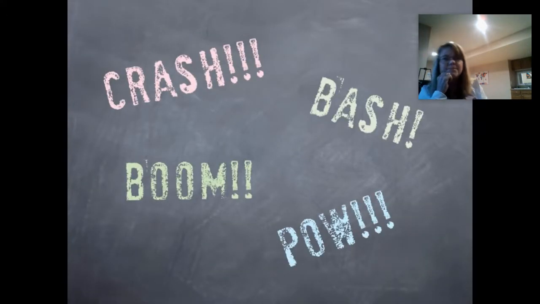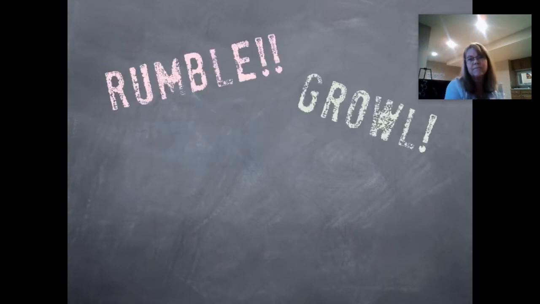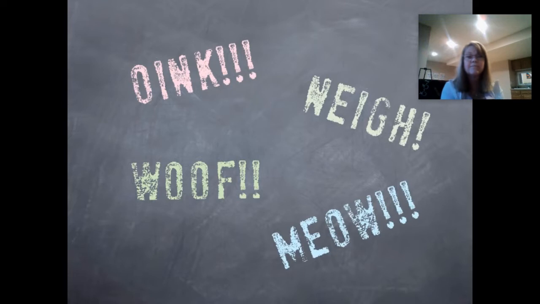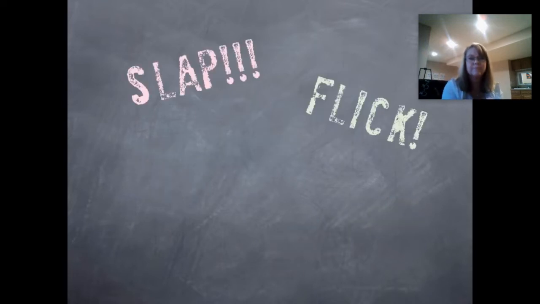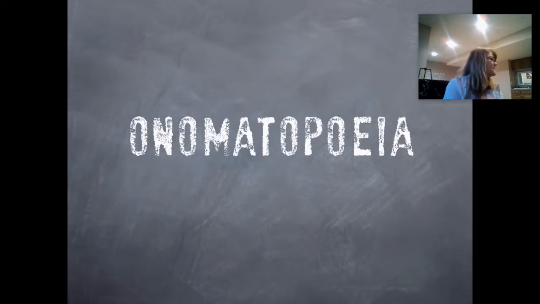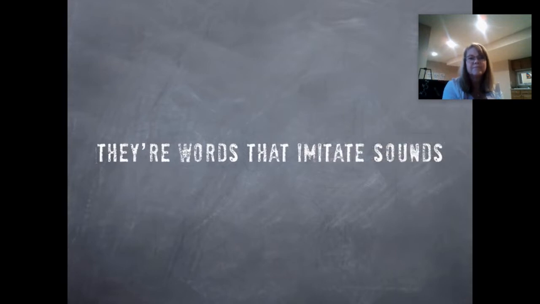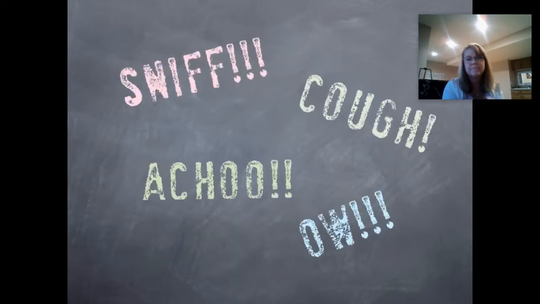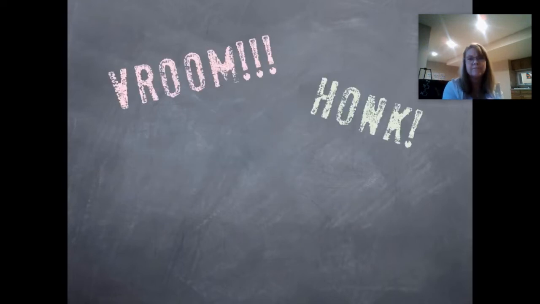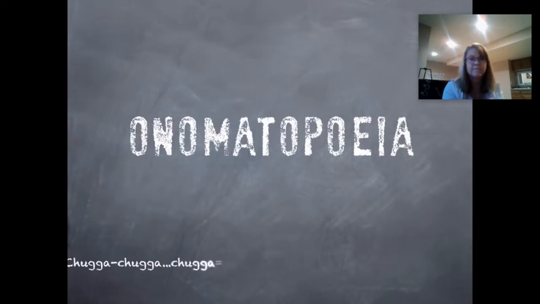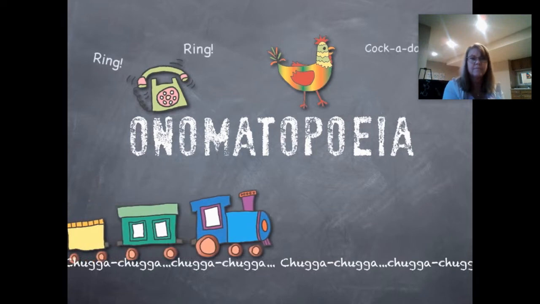Crash, bash, boom, pow. What was that sound? Rumble, growl, slurp, smack. Did you hear that? What's that? Onomatopoeia. Woof, meow. What was that sound? Slap, flick, swoosh, whack. Did you hear that? What's that? Onomatopoeia. Their words imitate sounds. Listen, they are all around. Sniff, cough, chew, ow. What was that sound? Vroom, honk, screech, crack. Did you hear that? What's that? Onomatopoeia.